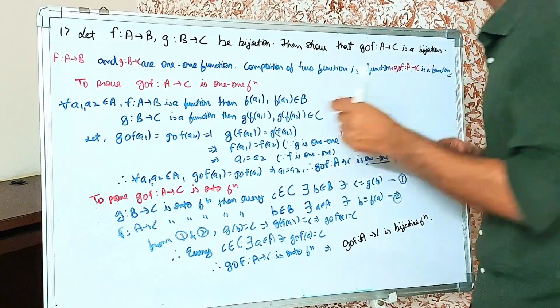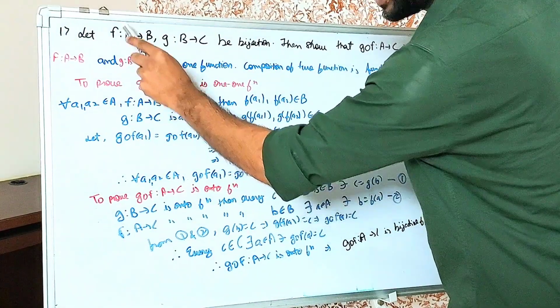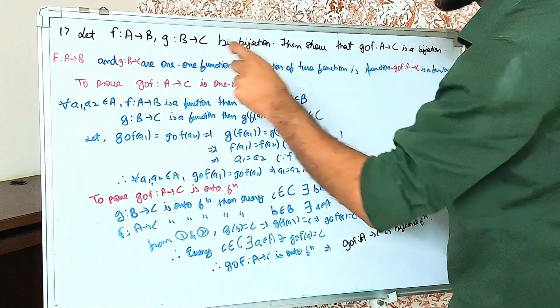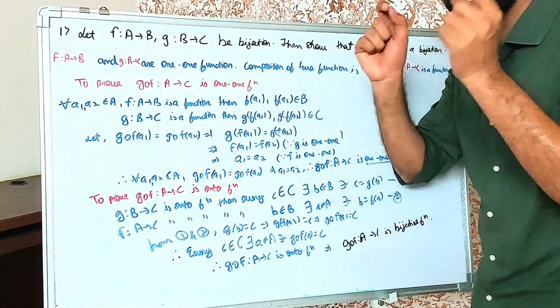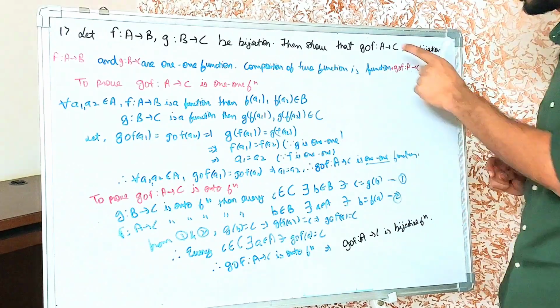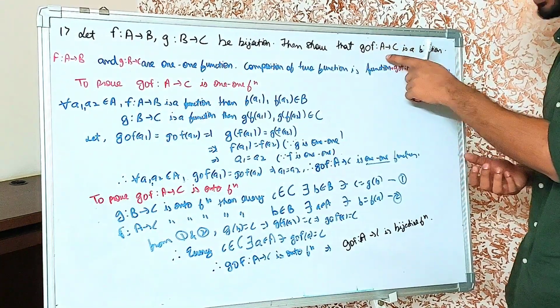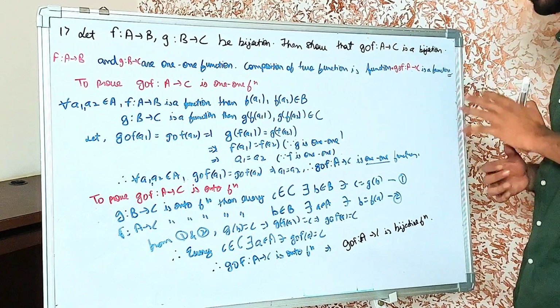The first thing is, the function is given from A to B. A is always called the domain. This is what we call the codomain. Now it's a bijection. Bijection means it is one-one and it's onto. We have to prove that g o f, which is the composition of both of them, which is g of f of x, is a bijection. Means this is onto and one-one.